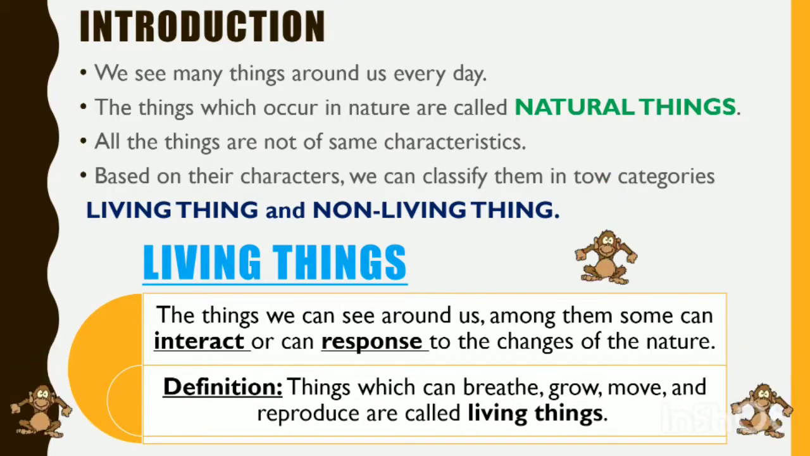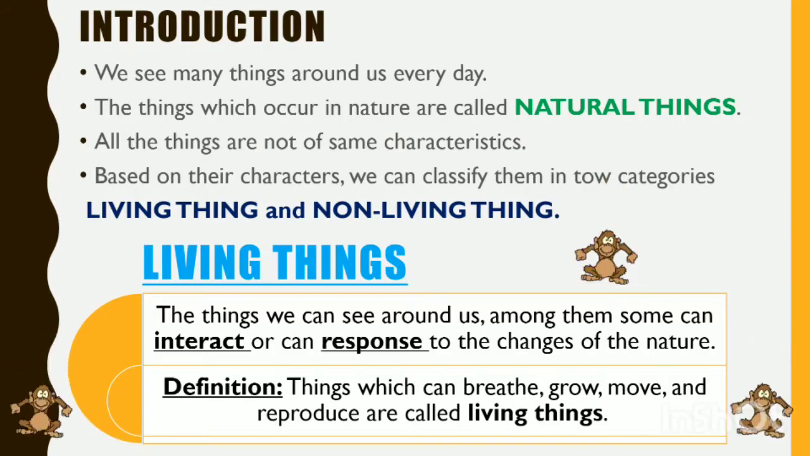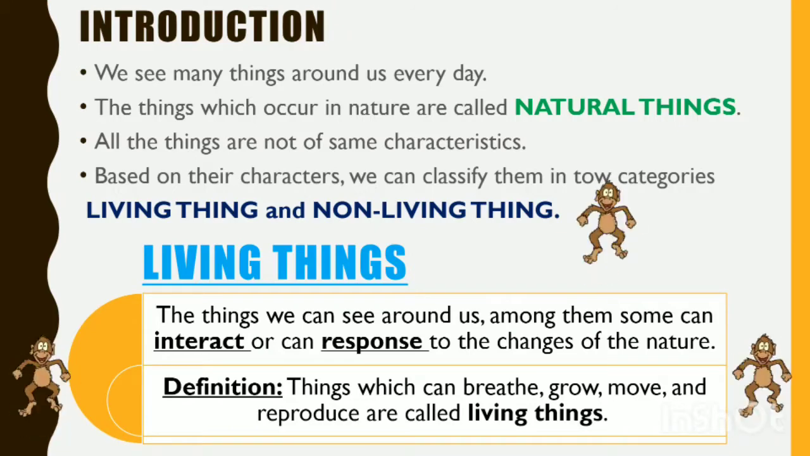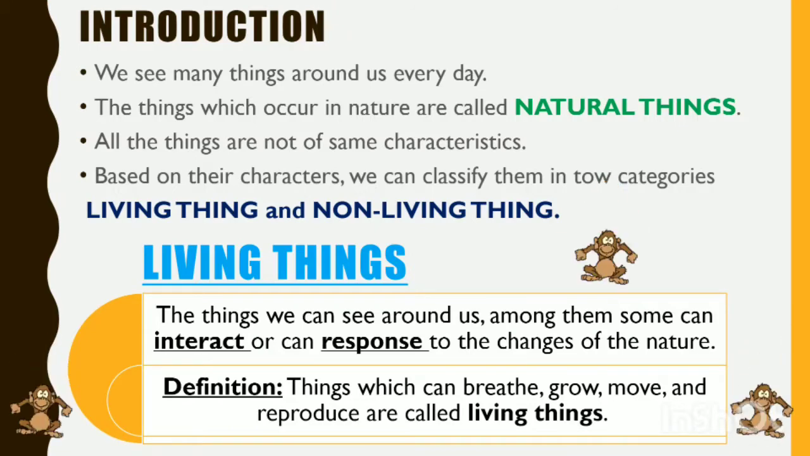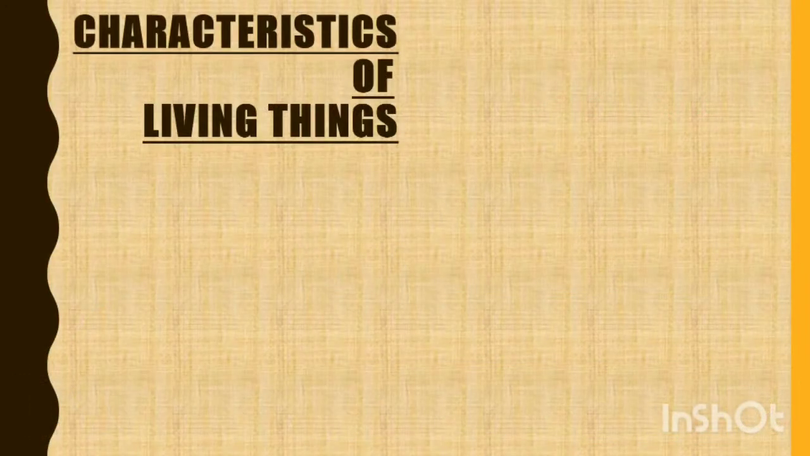Let's see. Living things: the things which can interact with the nature. Means living things are those things which can breathe, grow, move, and reproduce. Means these are the signs of life. Let's talk about the characteristics of living things.